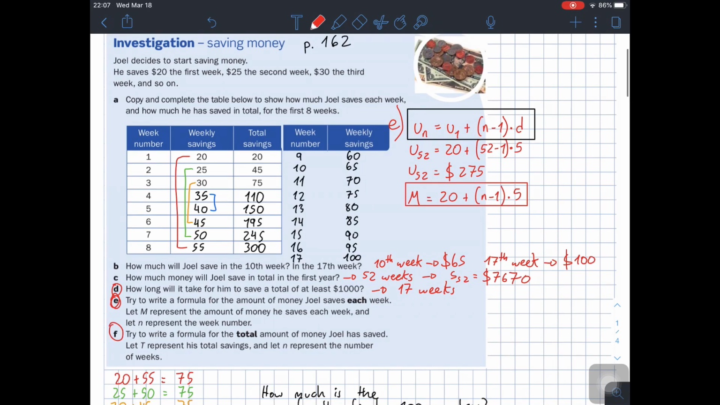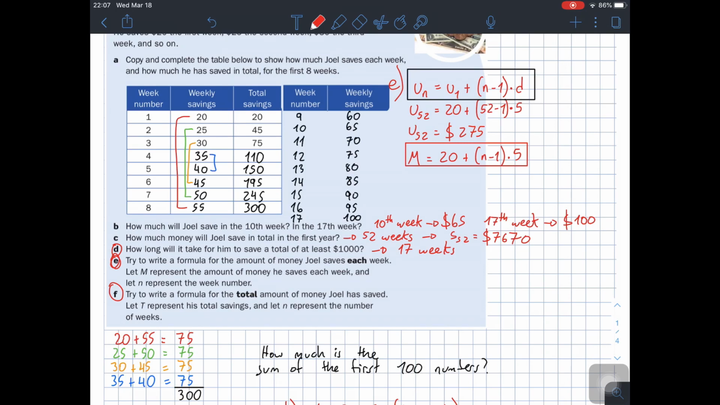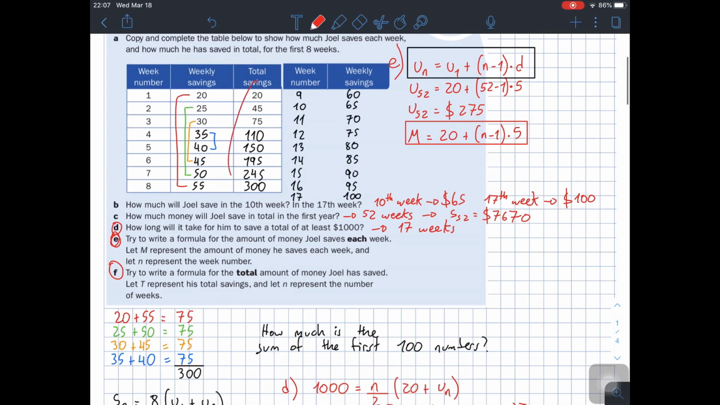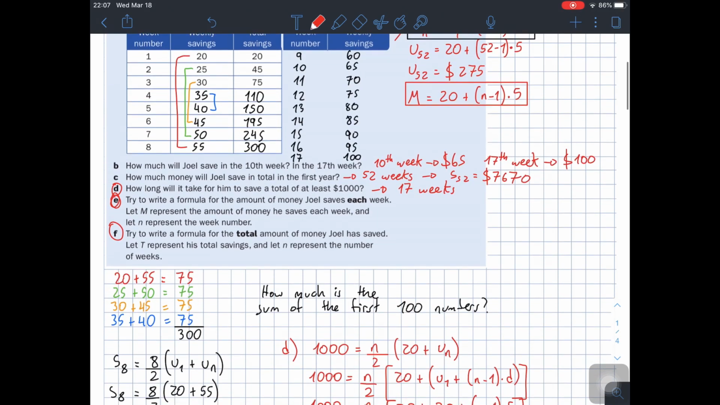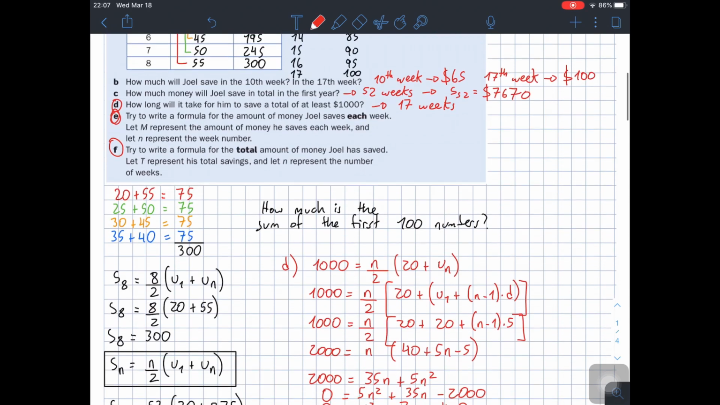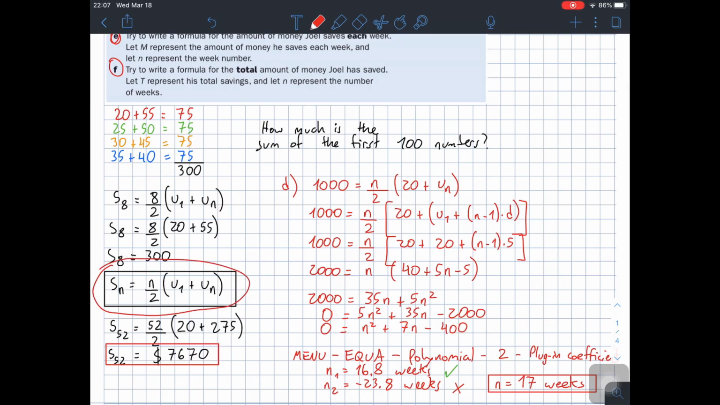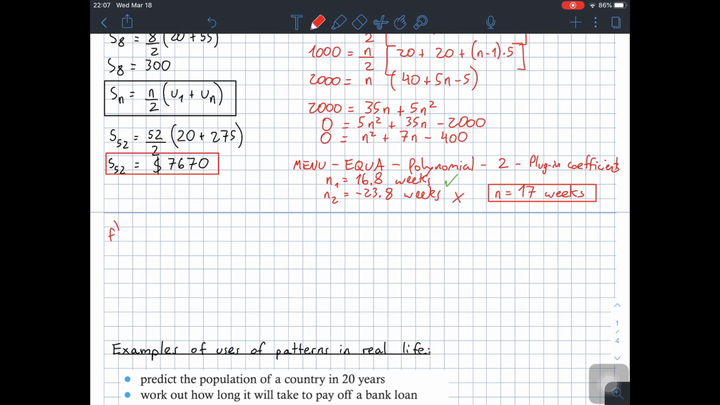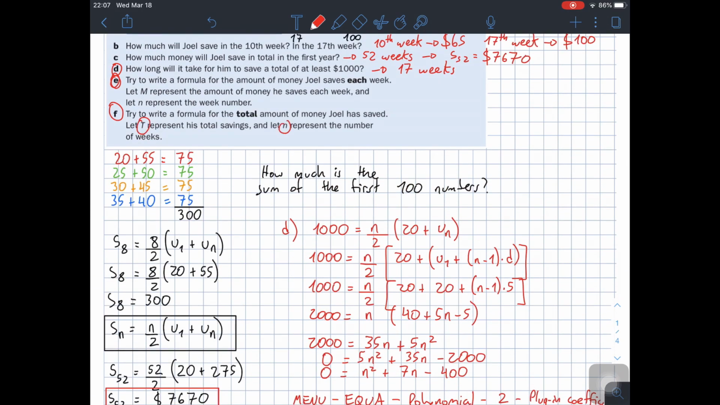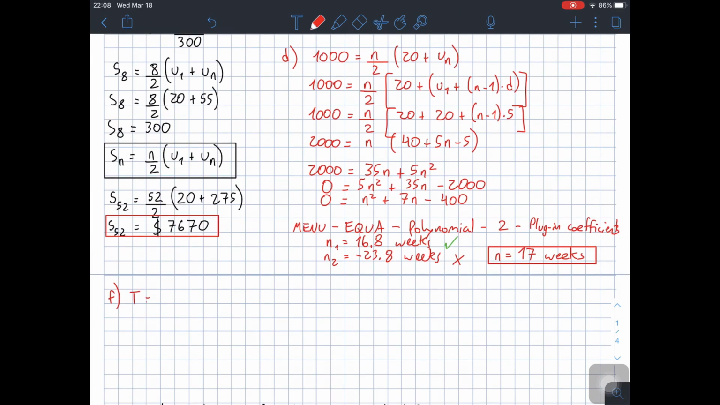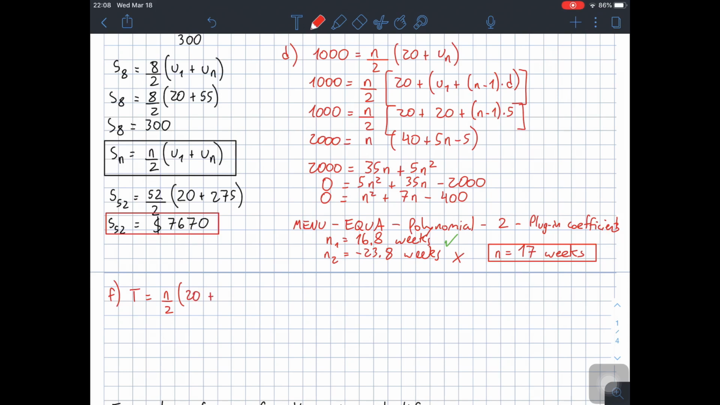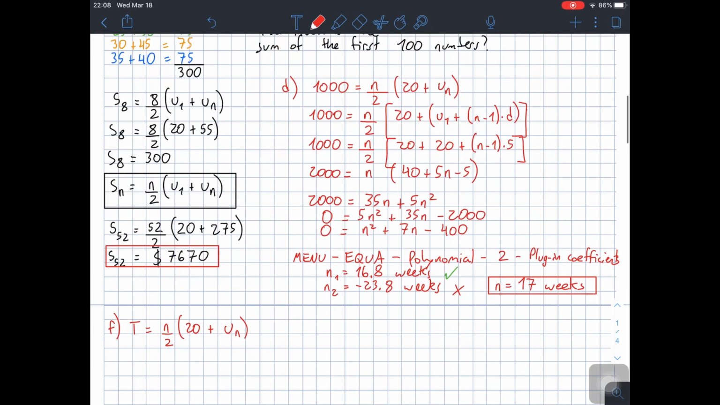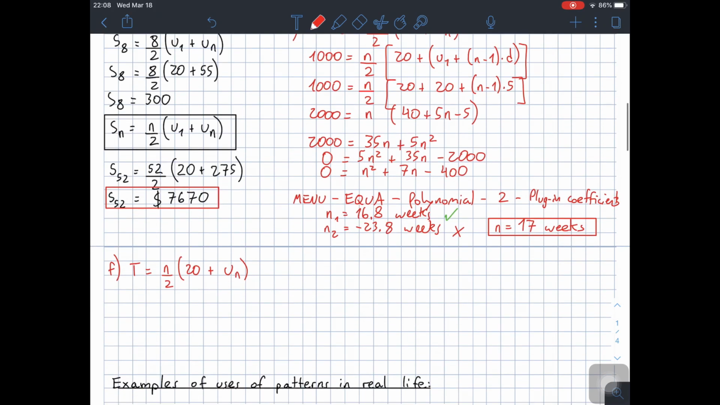And then for part F, it says try to write a formula for the total amount of money Joel has saved. Total amount. Okay, so we're talking about adding all of these terms. Let T represent the total savings and let N represent the number of weeks. So what we're being asked for in part F is this formula over here, which if we write with the variables mentioned here, T would be the total and N represent the number of weeks. So the formula would be T equals n divided by 2 times u1, which is 20, plus un, which depends on the last term of the sequence, right? We could rewrite this un by applying the same concept we applied here, but in order to save time, we're just going to leave it like that, okay? You may try this on your own if you want.